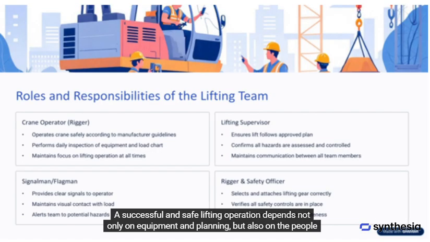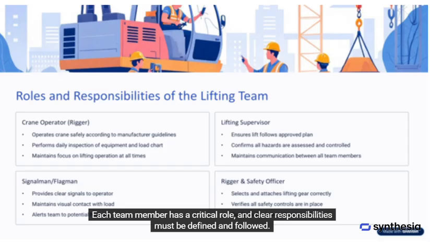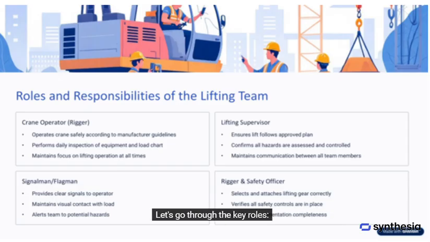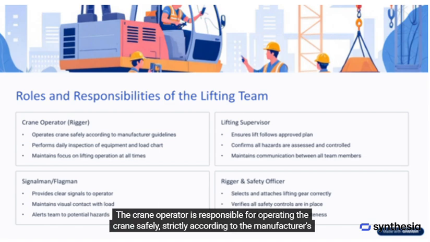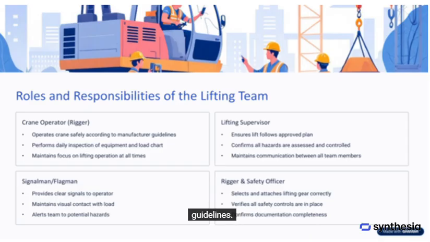A successful and safe lifting operation depends not only on equipment and planning, but also on the people involved. Each team member has a critical role and clear responsibilities must be defined and followed. Let's go through the key roles. 1. Crane operator, rigger. The crane operator is responsible for operating the crane safely, strictly according to the manufacturer's guidelines.